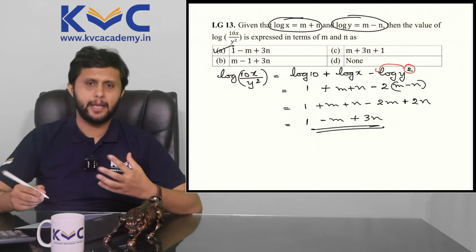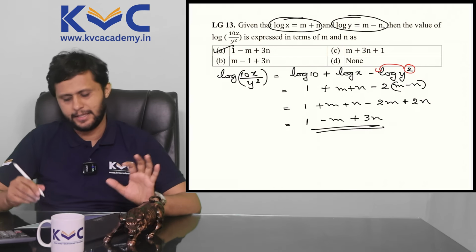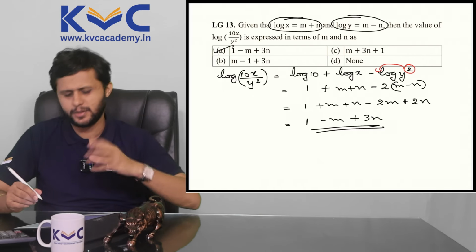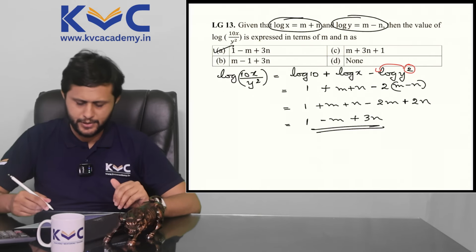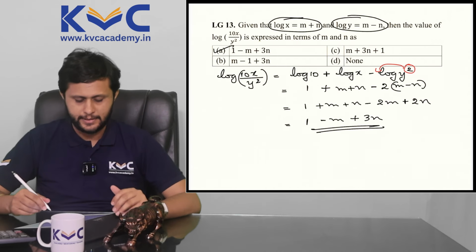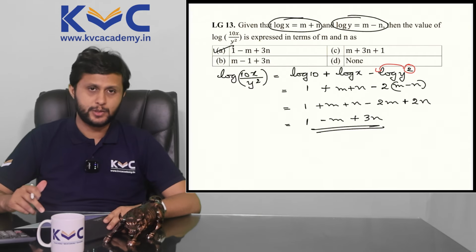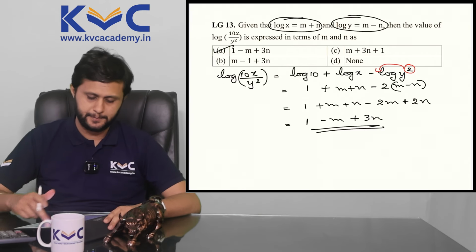I just wanted the same order as that is there in the options. That's why I was looking for what is there. Otherwise, you can just solve and then you can look for the options also. I hope this is clear. We'll move on to the next question. Question number 14.